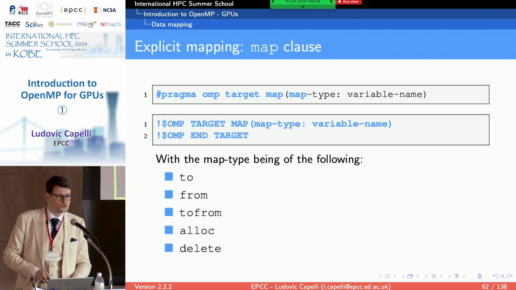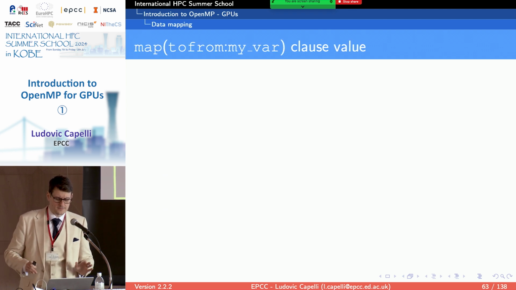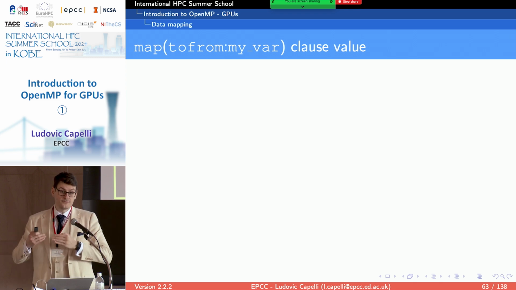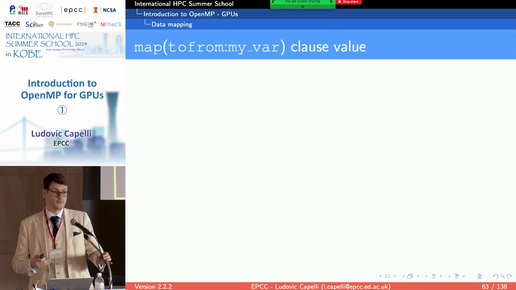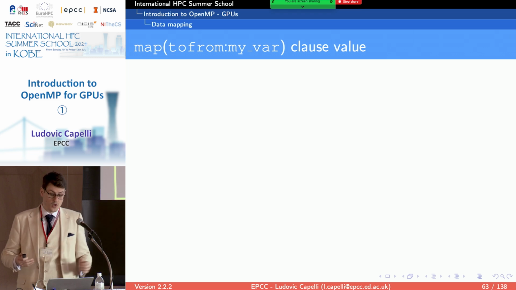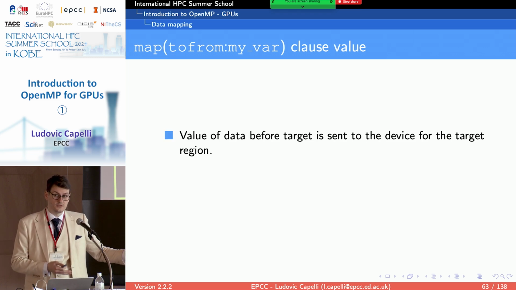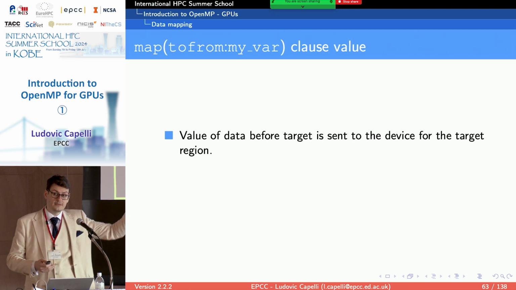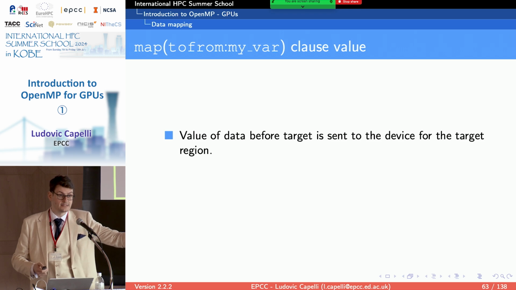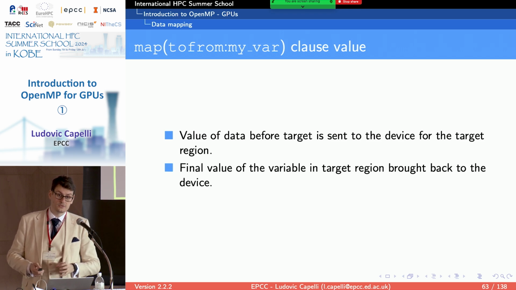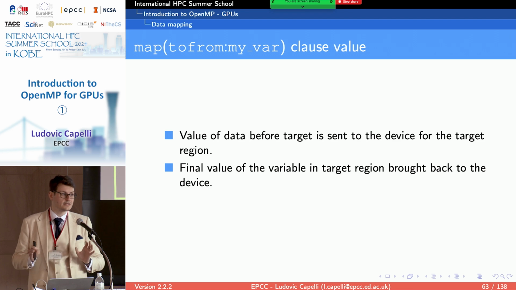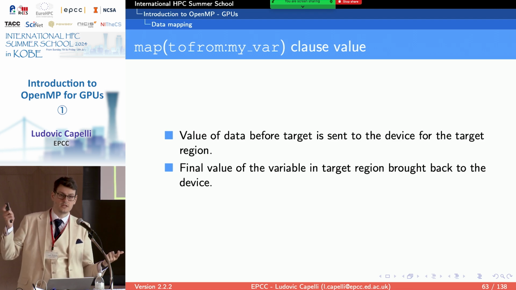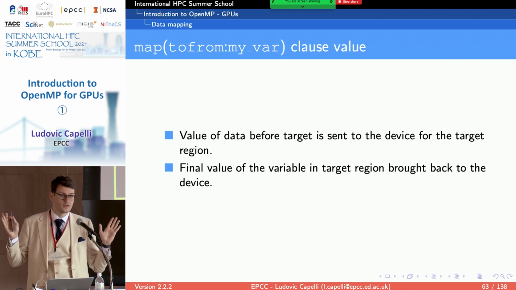So let's start with tofrom. It's probably the most intuitive. The value that the data had before you called the transfer to the GPU will be sent to the device, okay, to the target device. And the final value that this variable on the GPU has at the very end is going to be brought back to the host. Okay, so that's the classic case of, okay, here's a variable, do something with it, send it back to me, and I have my updated variable at the end. Classic. Okay?